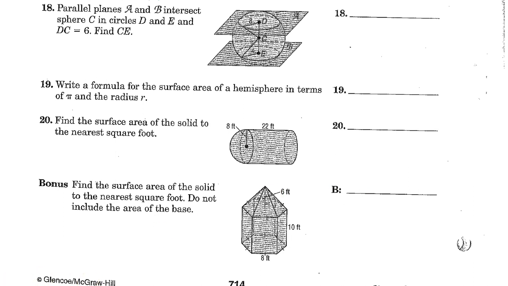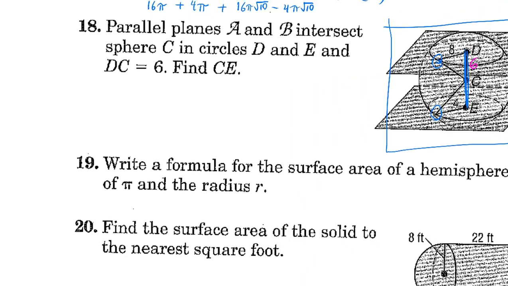Okay, so now we've got two parallel planes intersecting these spheres in circles D and E, and DC is 6. So it's not labeled in the picture, but that's 6. And find CE. Well, the big idea here is really if we looked at a two-dimensional slice of this, like if we cut a plane straight down that passed through all three of these points and both of these points, we just shoot straight down. What we really have here is a much simpler image.